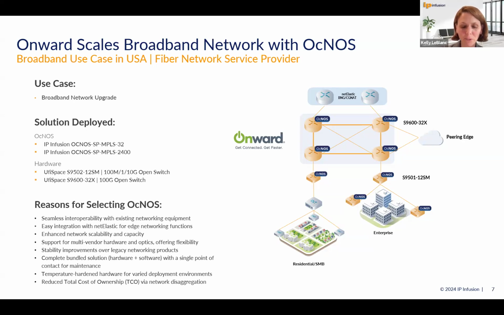But from an IP Infusion perspective, Onward has deployed our OcNOS-SP-MPLS networking software packages for core and aggregation routing services. UfiSpace here provides the hardware platform for 100 gigabits per second core and aggregation services, as well as the fanless and temperature-hardened platforms. And really, when we were thinking about the reasons for deployment, the first things that came to mind for me were interoperability, integration with NetElastic CGNAT solution, and reduced total cost of ownership.